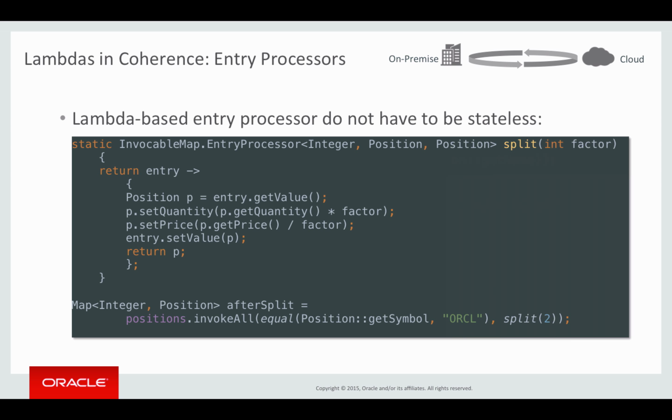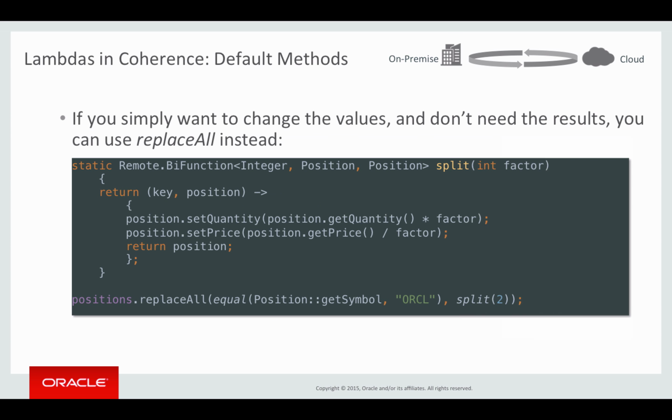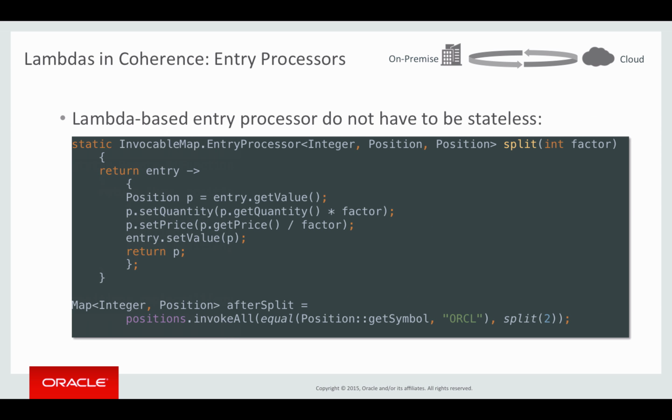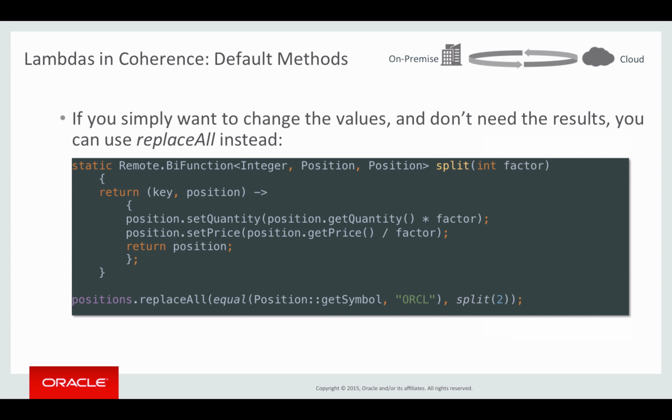capture the arguments. Of course, if you simply wanted to change the values, in the previous example, we actually wanted to return the values after the split. But if you simply wanted to change the values and you didn't need the results, you could use one of the new default methods that were introduced in Java 8, such as replaceAll. And in this case, the actual Lambda becomes a bit simpler.